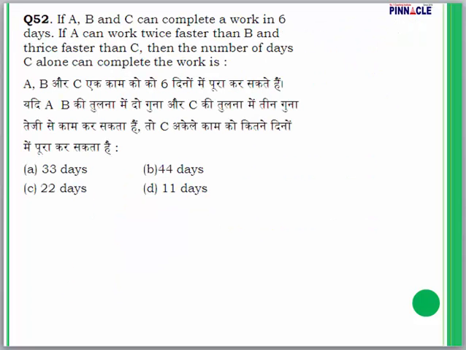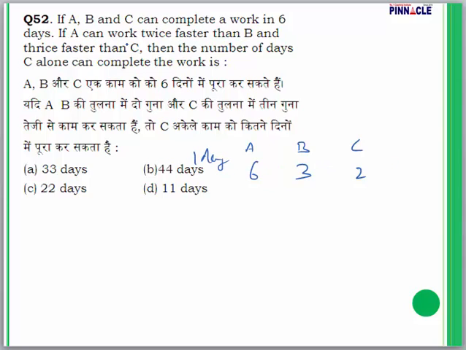Question number 52. If A, B and C can complete a work in 6 days, if A can work twice as fast as B, and thrice as fast as C, as compared to C, A is doing 3 times faster. It means in 1 day, the efficiency is 6 units, 3 units, 2 units, you can say 1 day work.